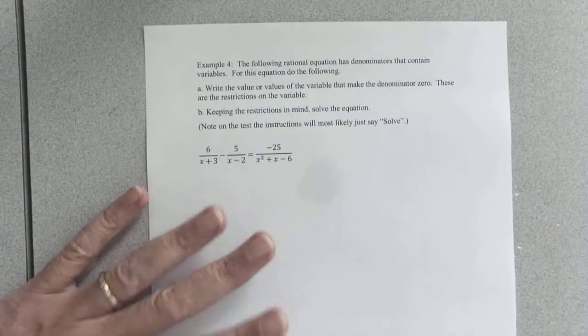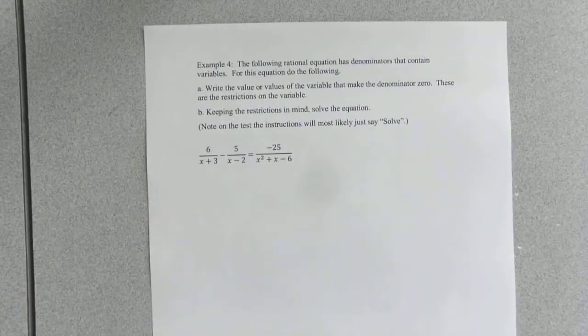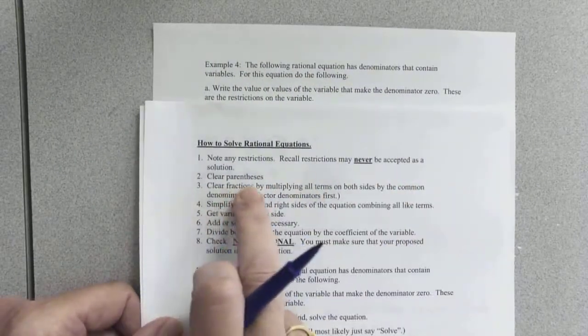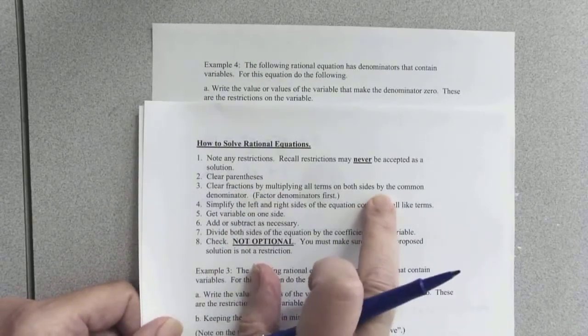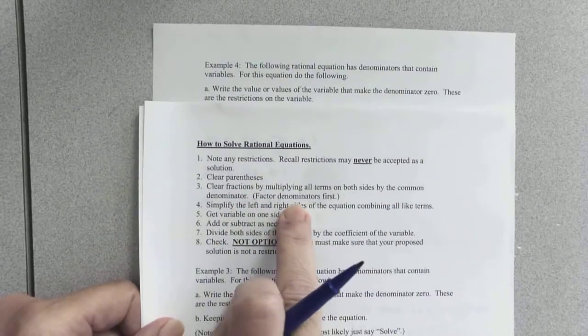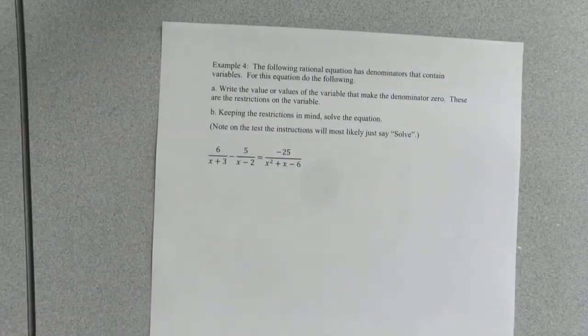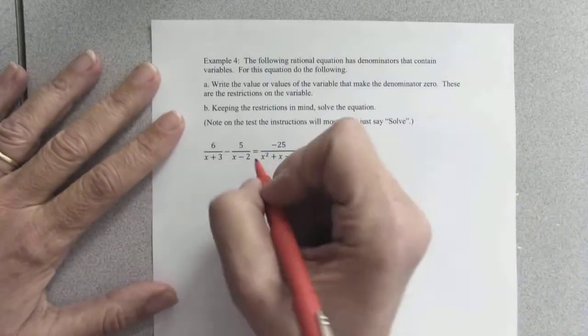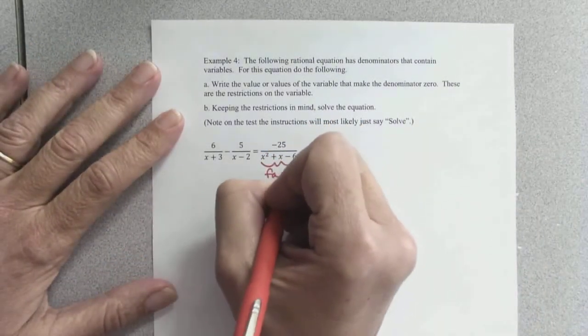Okay, same instructions as before. Again, remember, on a test, it's likely just to say solve. Now, here's one of those prerequisite skills. So, my steps that I had back over here. Note any restrictions, we'll do that. Clear parentheses, clear fractions by multiplying both sides by the common denominator, factor denominators first. And this is the first time we've seen that. So this right here, we need to factor that first.